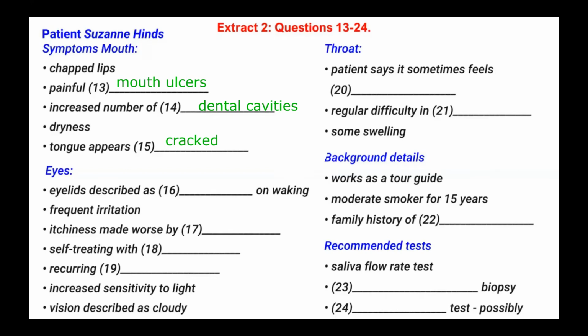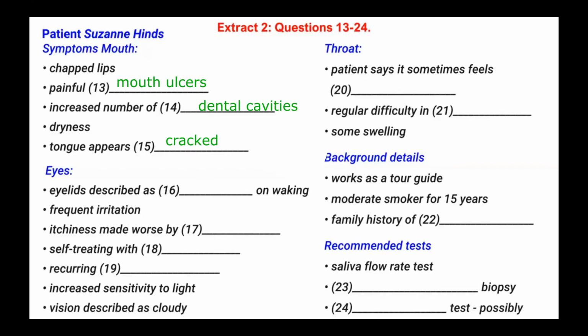Let's take a look at questions 16 to 19. Over here, it's under the subsection of eyes. So we know that the patient will be talking about their eyes, and we have to pay attention to that. Number 16 is eyelids described as blank on waking. Number 17 is itchiness made worse by blank. Number 18 is self-treating with blank. And number 19 is recurring blank.